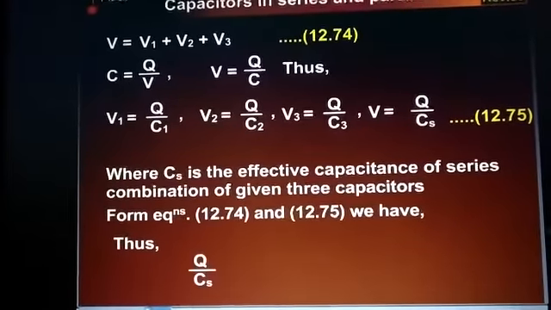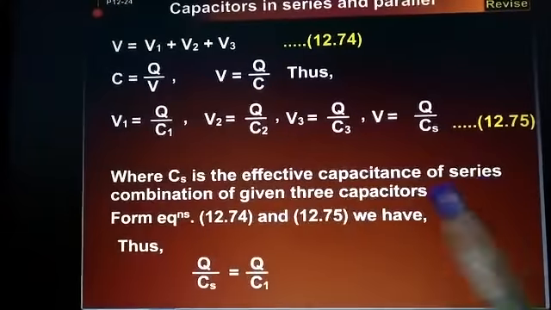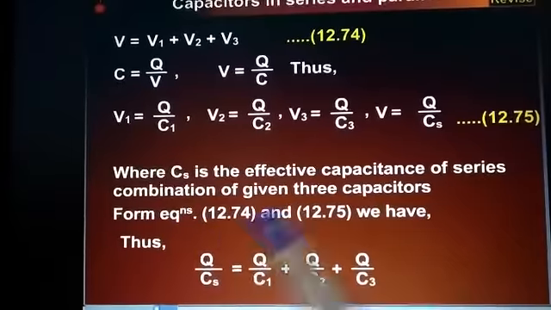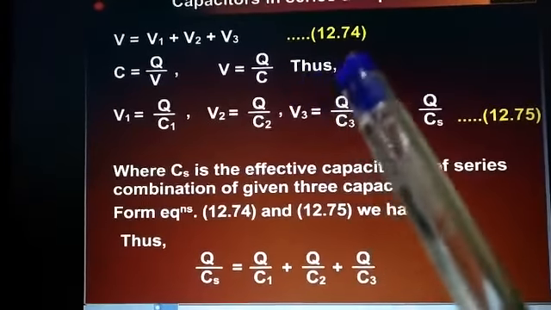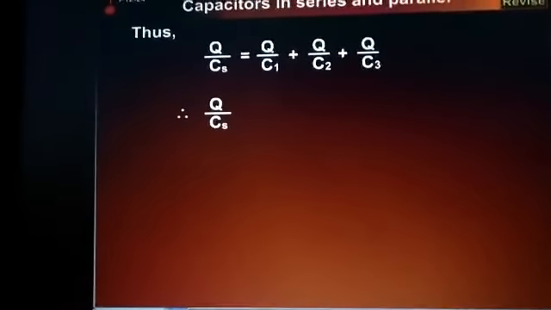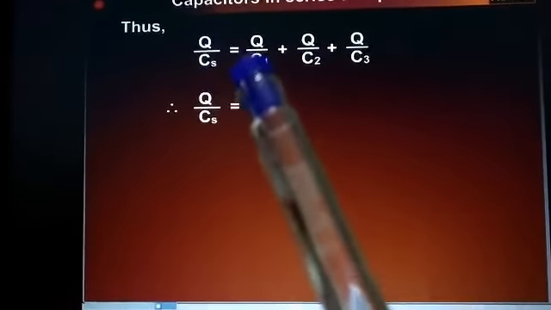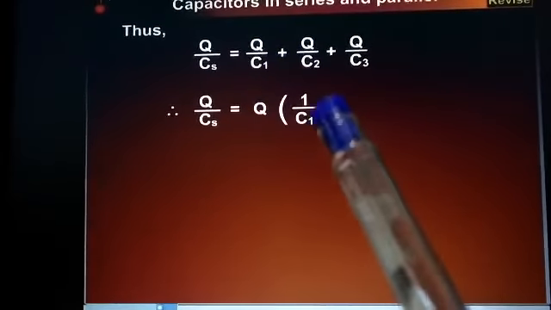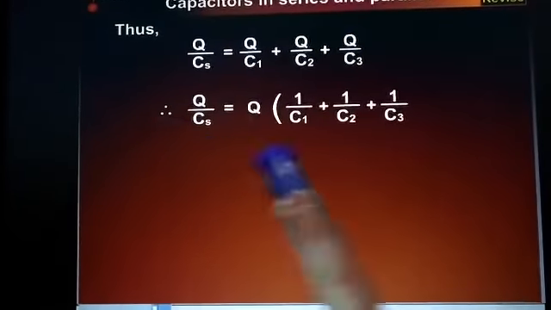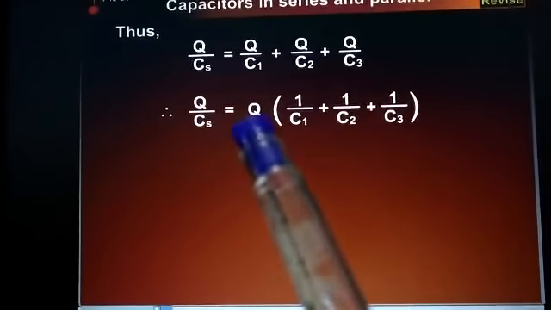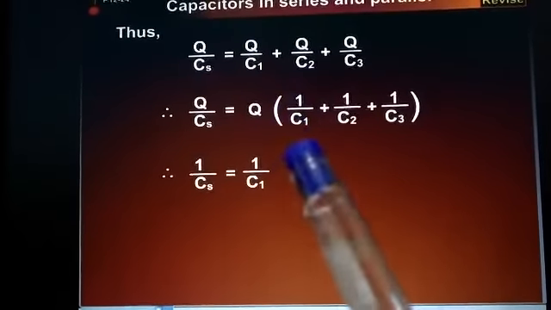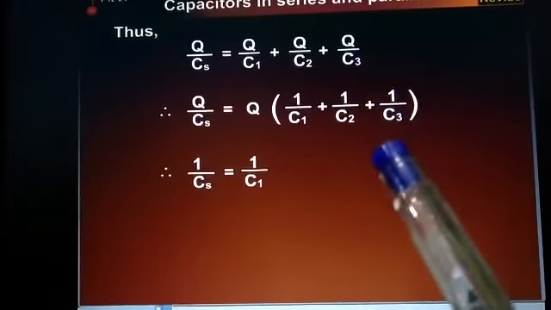Cs is the effective capacitance of the series combination of the given three capacitors. So from these equations, we have Q upon Cs is equal to Q upon C1 plus Q upon C2 plus Q upon C3. The charge is the same in all capacitors, so we take it common. We get Q upon Cs is equal to Q in brackets of 1 upon C1 plus 1 upon C2 plus 1 upon C3.